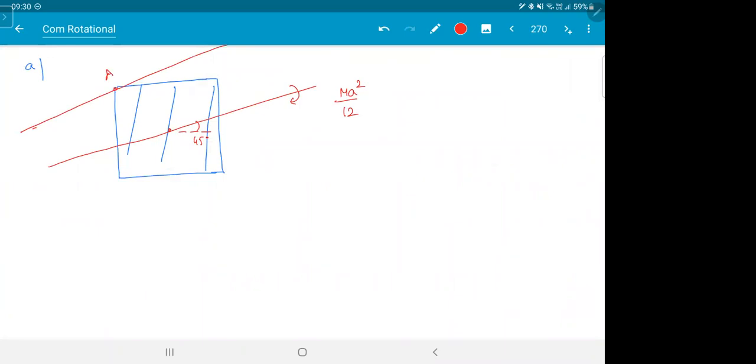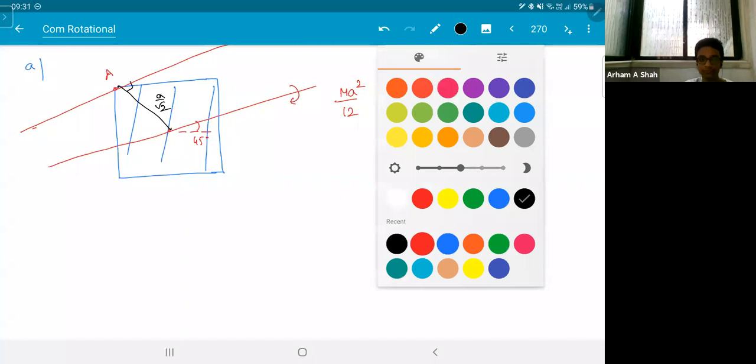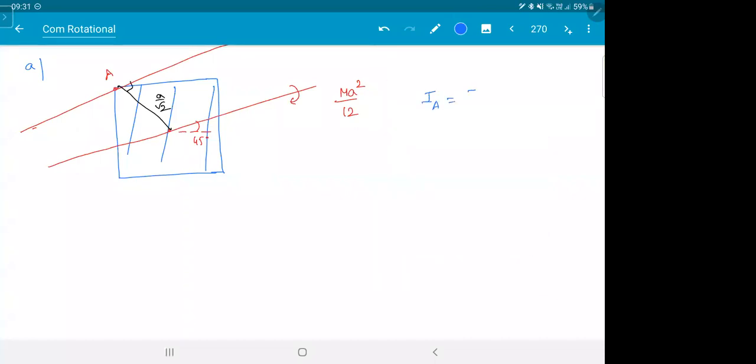And this axis you want. So what is the perpendicular distance? This is the perpendicular distance, which is A by root 2. So IA would be ICOM plus MD square, parallel axis theorem. So that would be MA square by 12 plus M into A by root 2 whole square. MA square, 1 by 12 plus 1 by 2, multiply 6 and 6, 7MA square by 12. Clear?